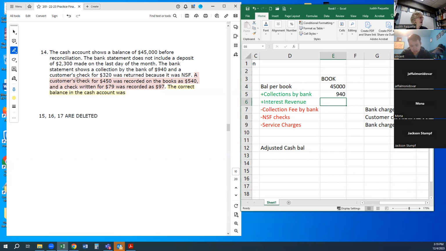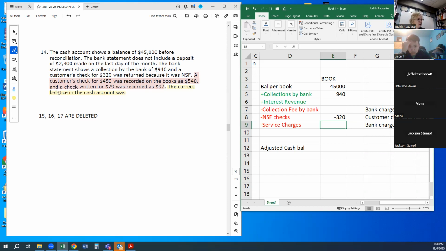Okay, the next one was, and a customer's check for 320 was returned because it was NSF. So it's going to go here and it's going to go in as a negative for 320. Okay. Now we have a customer's check. Oh, these are great problems. These are two errors. Okay. A customer's check for 450 was recorded on the books as 540. And these are two separate problems. And a check for 79 was recorded as 97.